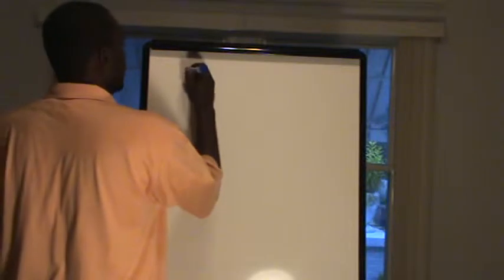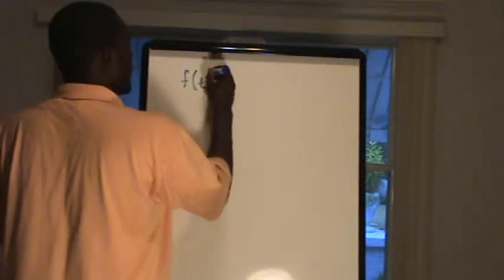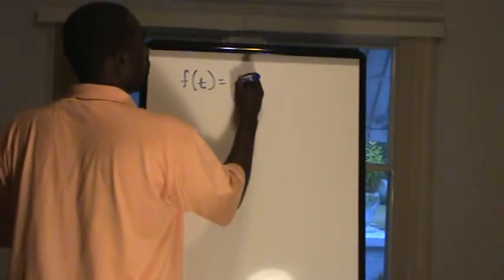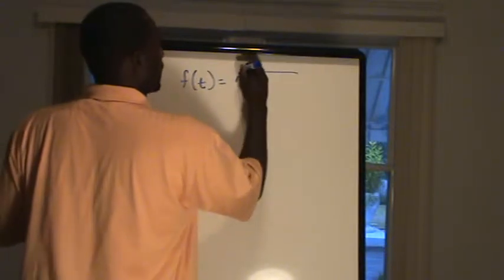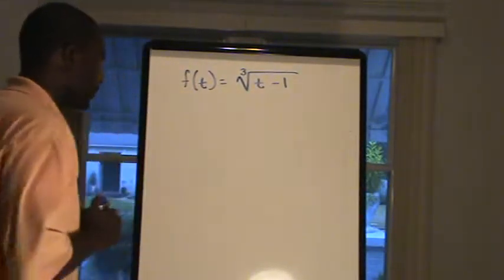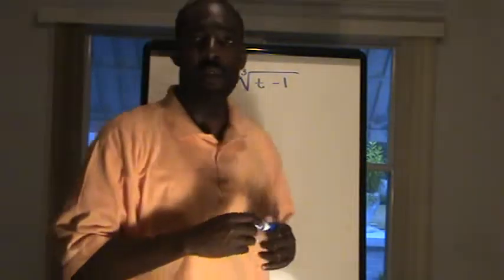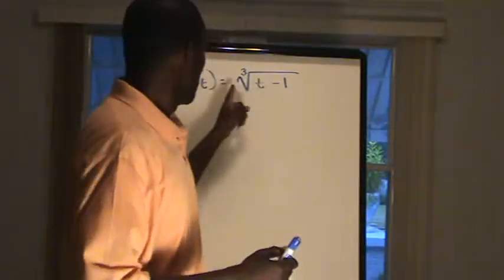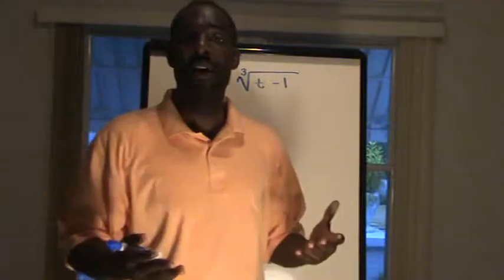Okay, for our next type of function, our next function is actually a cube root function. It says f of t is equal to the cube root of t minus 1. Well, just a quick note about the cube root of a function. Well, let's just deal with numbers.